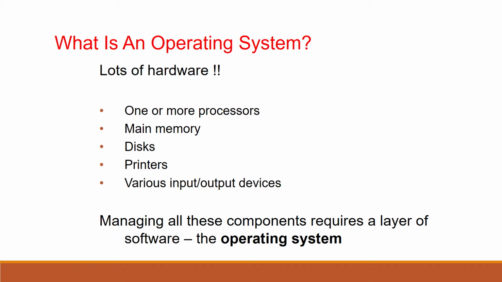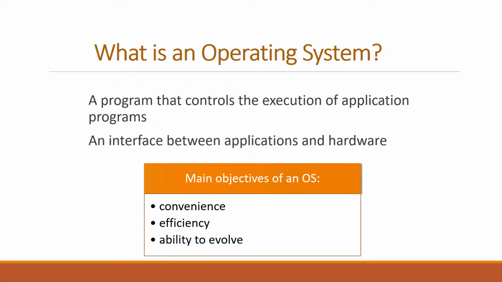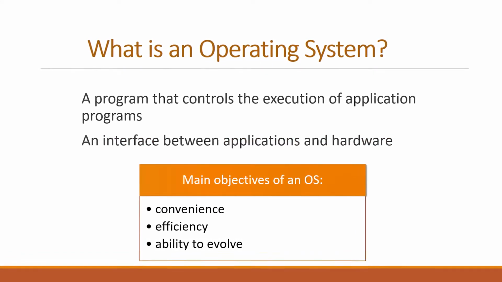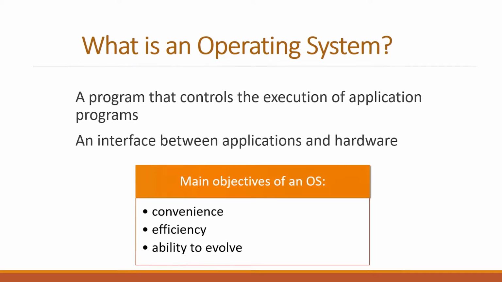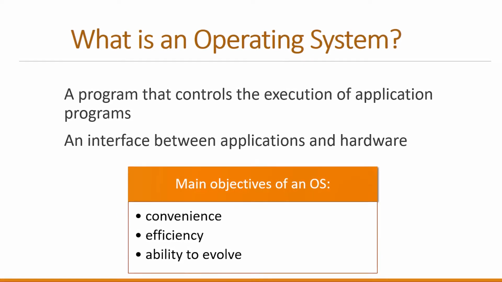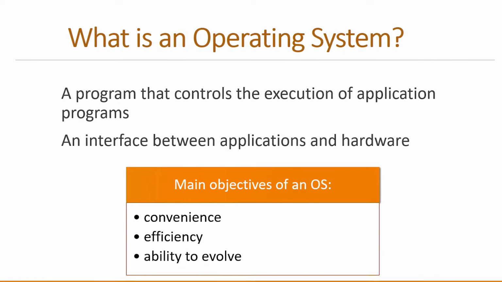All this hardware has a layer of software that manages it, which is the operating system. The operating system exploits the hardware resources to produce a set of services for system users because it serves as an interface between the hardware and the applications. So the OS is an interface between a computer user and the computer hardware, and controls the execution of all kinds of programs.